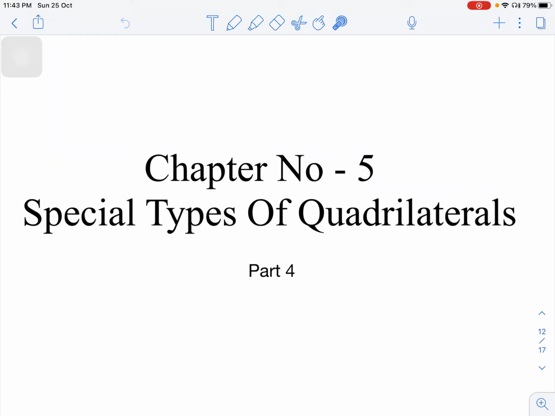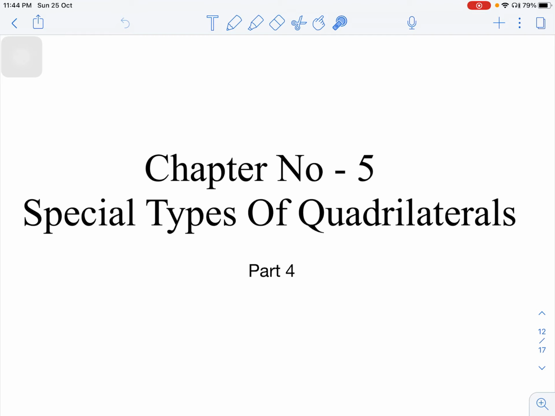So, hello students. Today we are going to learn chapter number 5, special types of quadrilaterals of class 8. Today we are going to learn part 4 of chapter number 5. In the previous part, we have learned about different types of quadrilaterals. Special types of quadrilaterals we are learning.